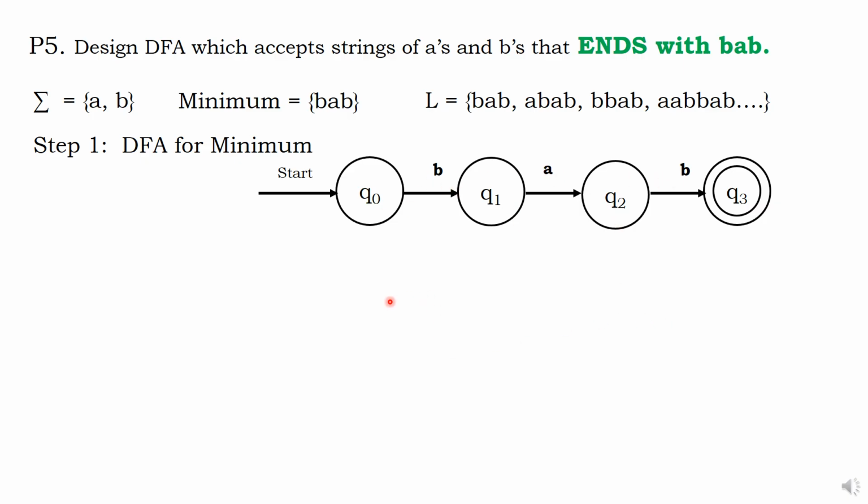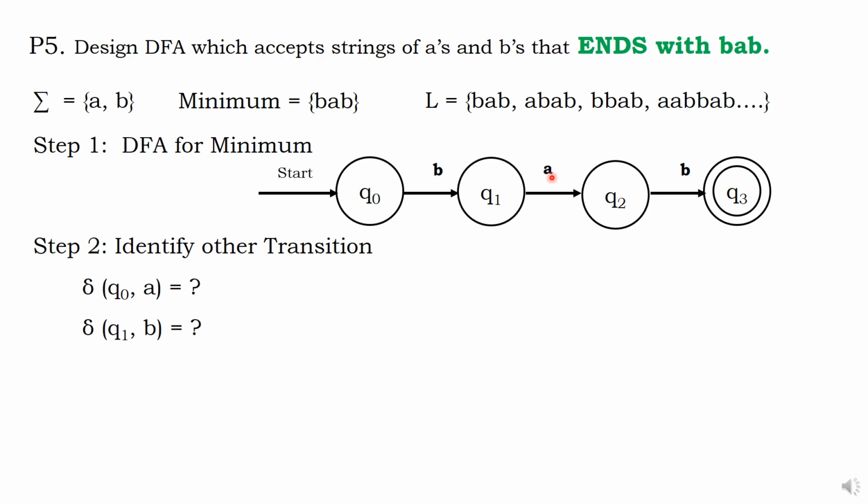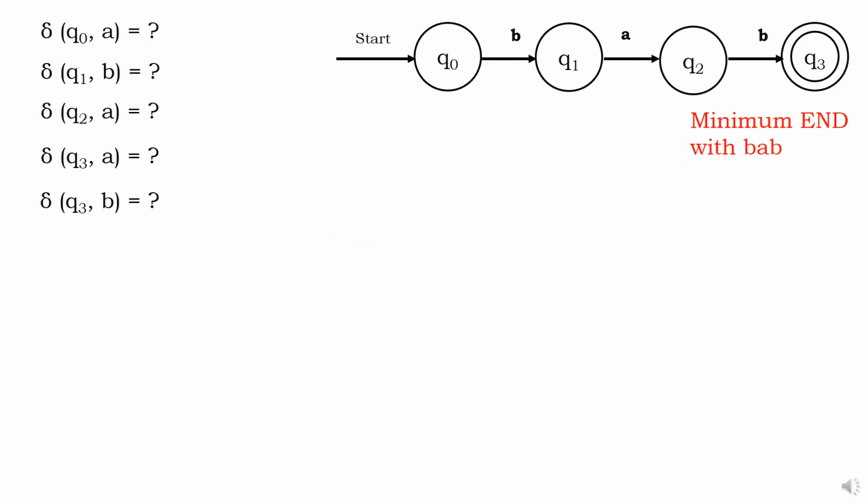Now we have to identify the various required transitions. For Q0, B is available, A I need. For Q1, A is available, B I need. For Q2, B is available, A I need. For Q3, nothing is available, both A and B I need. So this many transitions we are going to calculate. We will follow the same procedure. The minimum diagram is ready. The required transitions are ready.